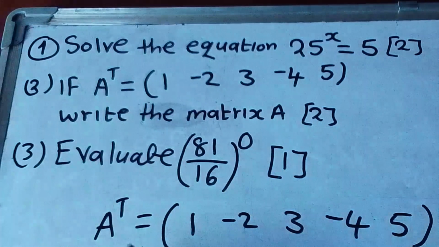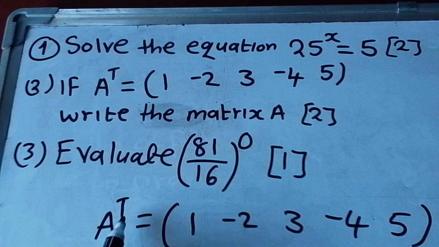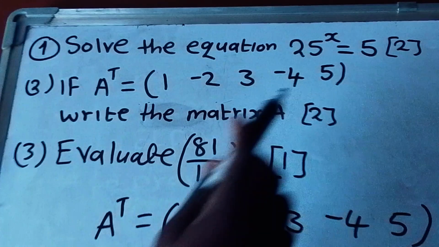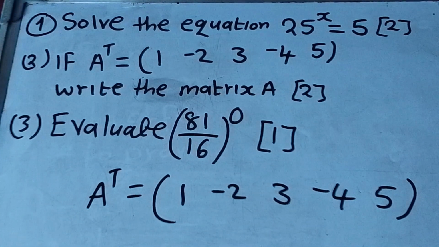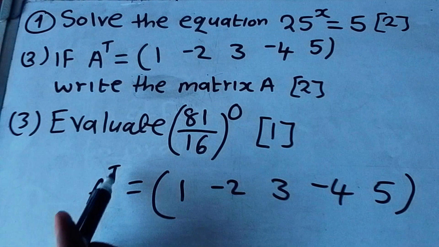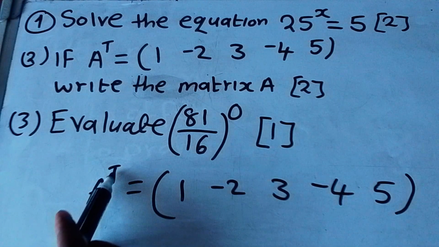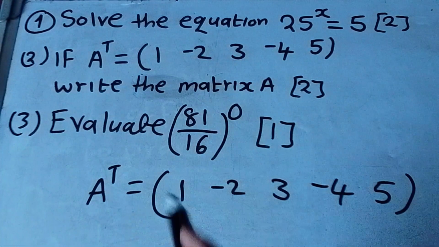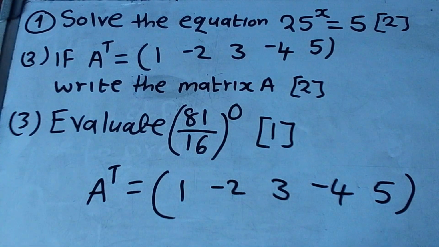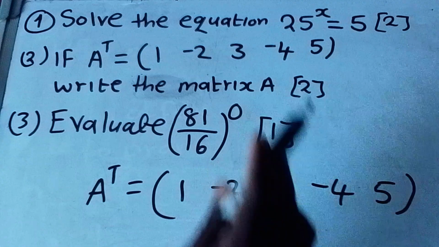So this T simply means it's transpose. It was a transpose. Now they want you to write back the question the way it was. How do you write that? This T means transpose. This has been transposed, but they want you to write back the way the question was before they transposed.